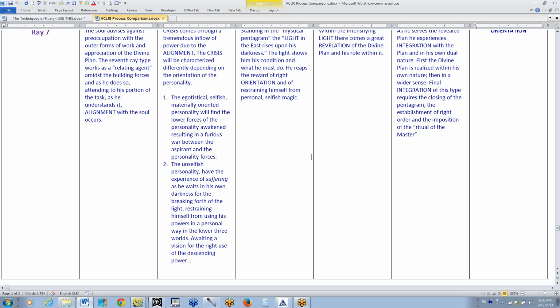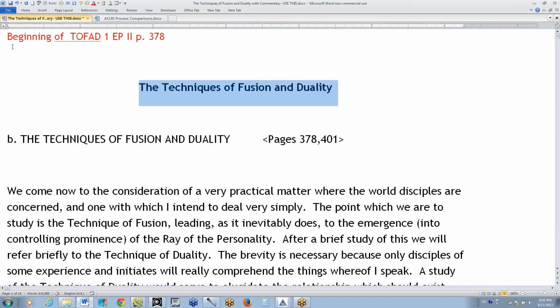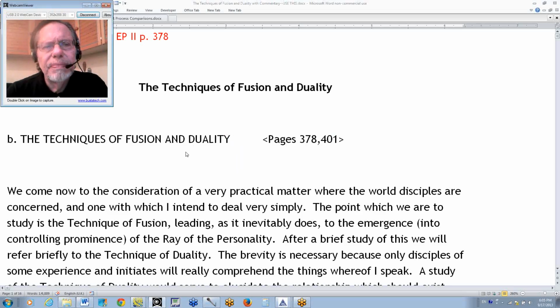Hopefully you will be able to study in that way. Well, let's see if we can begin to discriminate between what is the technique of fusion, and in what way it differs from the technique of integration. The technique of duality comes a bit later in the process and reminds us of the whole antakarana process, which eventually unites the monad and the soul-infused personality.